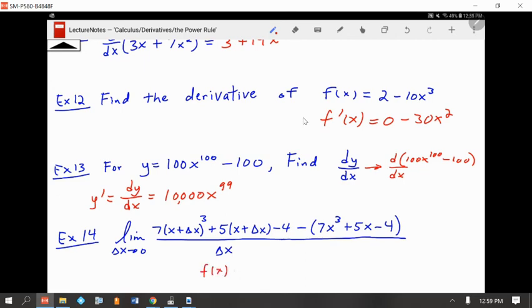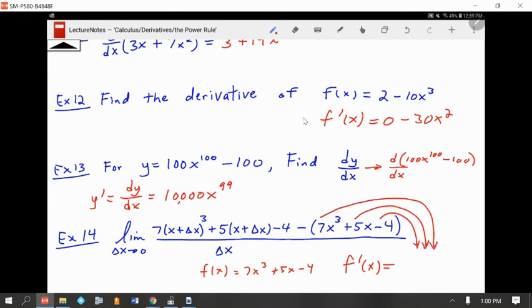f of x is 7x cubed plus 5x minus 4. What's the derivative of that? So 21x squared plus 5.